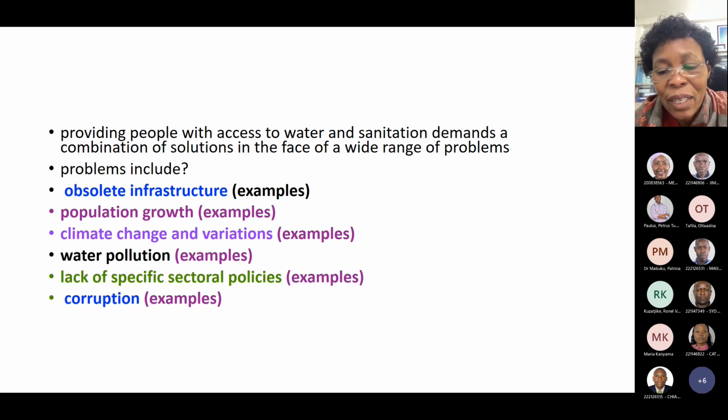Corruption. Literature informs us corruption is one of the problems that affects the water and sanitation area. Next, please.